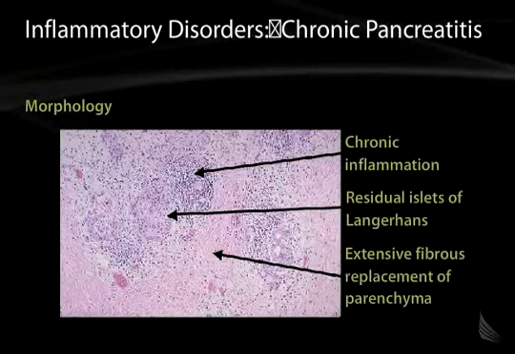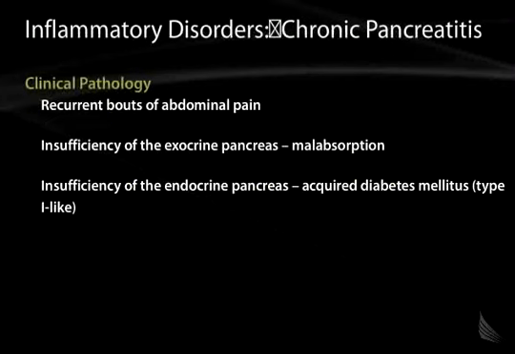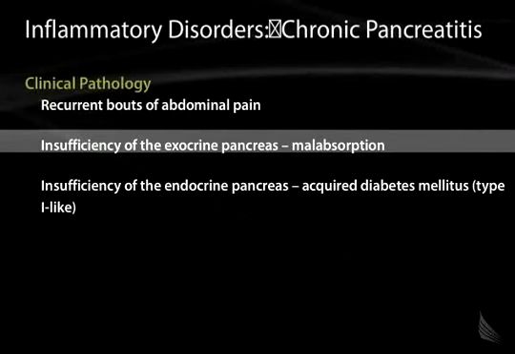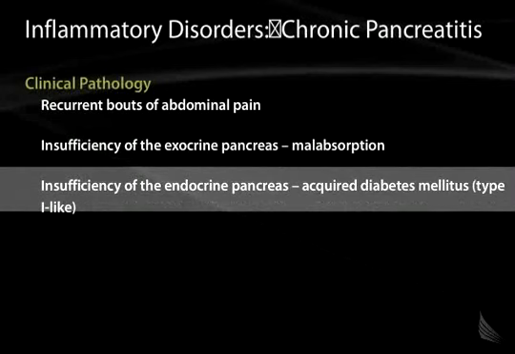Here is a pathologic slide showing the chronic inflammation at the top. Notice all the blue lymphocytes, residual islets of Langerhans, and extensive fibrous replacement of the parenchyma. This can be caused by, again, recurrent bouts of pancreatitis, which results in exocrine deficiency as well as endocrine deficiency. Exocrine deficiency usually results in fat malabsorption or steatorrhea. Endocrine deficiency results in features such as diabetes mellitus.